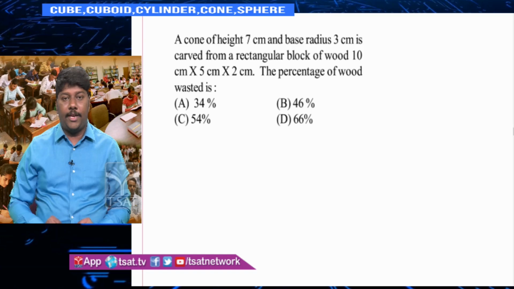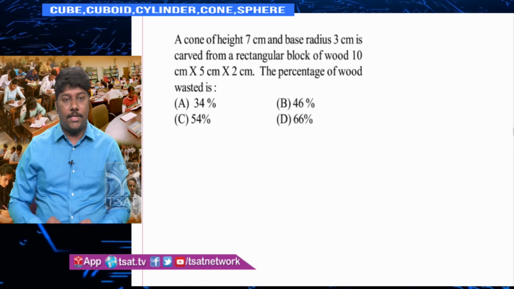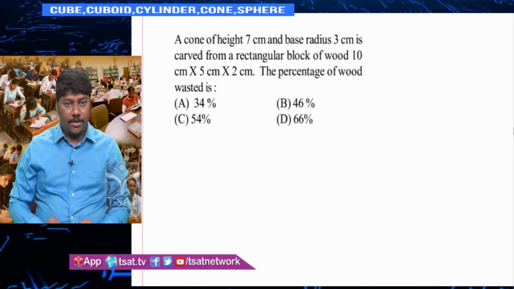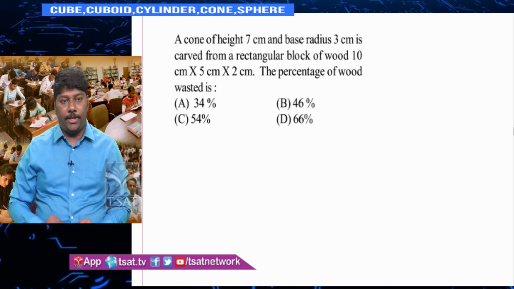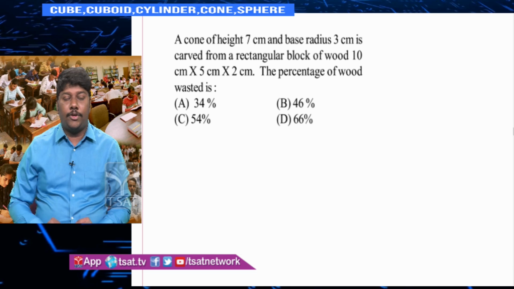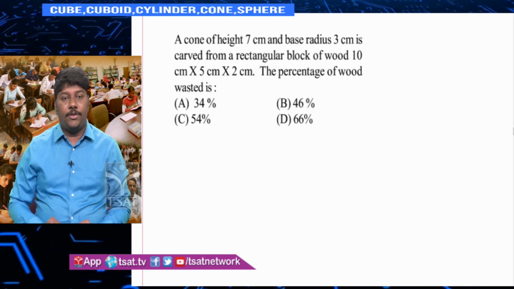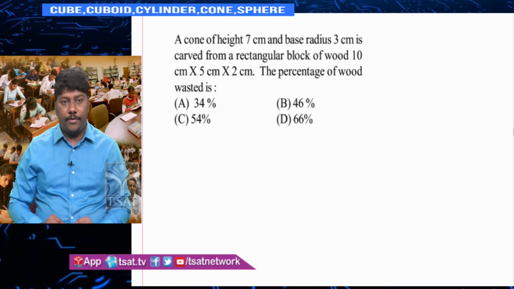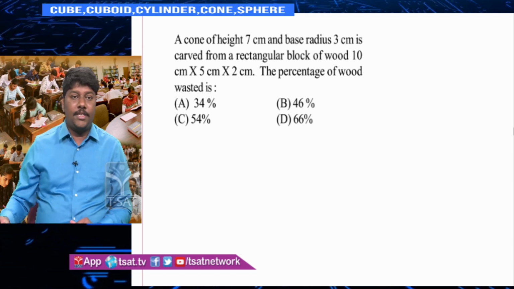A cone of height 7 cm and base radius 3 cm is carved from a rectangular block of wood 10 cm, 5 cm and 2 cm. So you are carving a cone out of actually a cuboid. So the percentage of wood wasted. So how much wood is wasted? So you have to look at it in terms of percentage here.